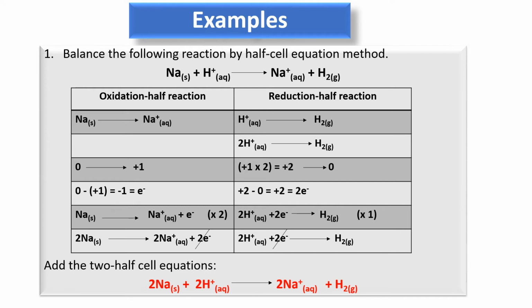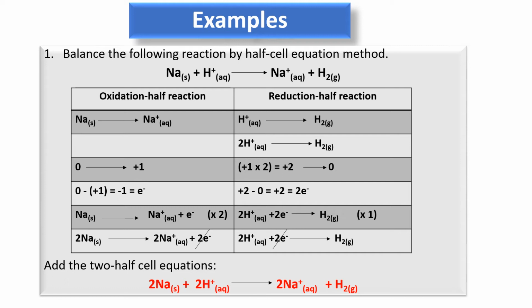So this is the product of oxidation, 2Na, I take 2Na here. The product of reduction, 2H plus, I brought 2H plus here. So we have the 2 products, the 2 reactants. This is the reactant of the oxidation half, this is the reactant of the reduction half.